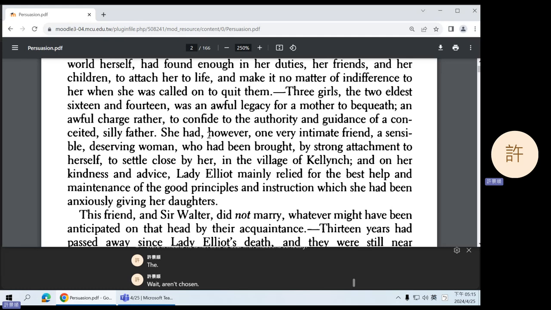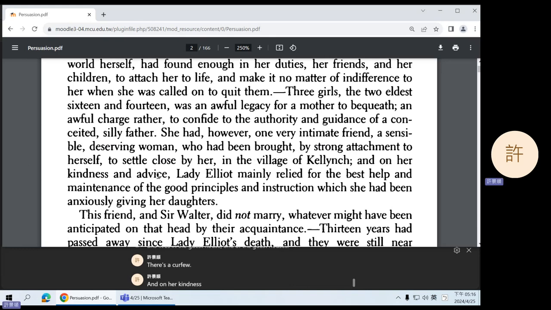She had, however, one very intimate friend, a sensible, deserving woman. Deserving here means having high value. Any good thing that happens to her is deserved. 应得的. Who had been brought by strong attachment to herself to settle close by her. So because this woman was close with Lady Elliot, she moved to live near them. In the village of Kellynch. So she lives on the same estate. 同样的庄园上面. She lives in the guest house. One of the guest houses. 就是客房.